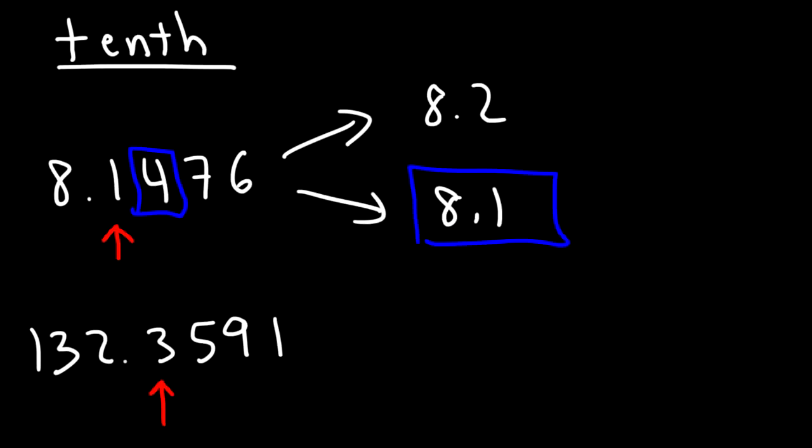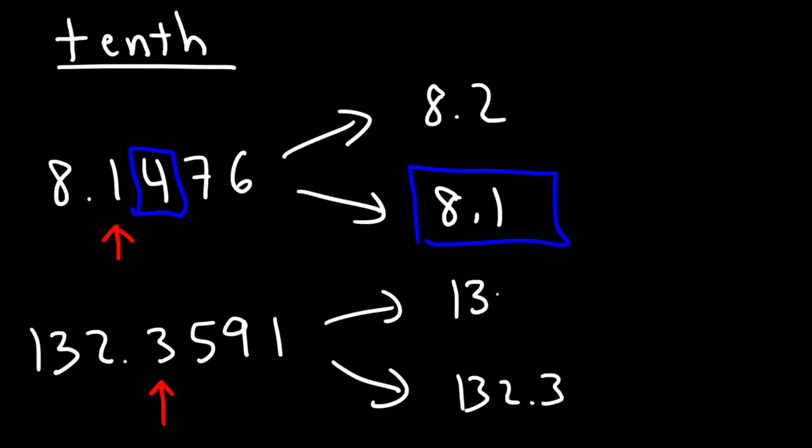For the next example, 3 is in the tenths place, so we're either going to keep it down at 3, that is 132.3, or round it up to 132.4. So the next number is a 5. So since it's 5 or more, we need to round up to 132.4.